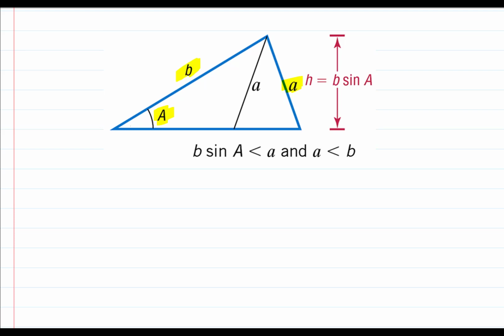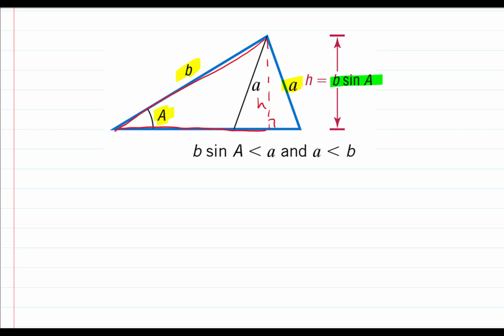We should first drop an altitude or height for this triangle, which forms a right triangle using side B, angle A, this base, and then the altitude or height. Using right triangle trigonometry, we can then define the altitude or height as B times the sine of angle A. Our goal then is to compare side A to side B and side A to the altitude.